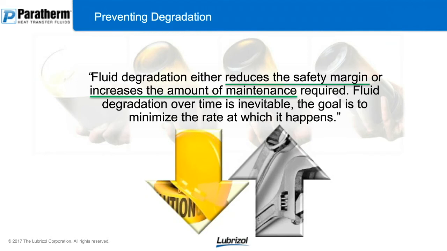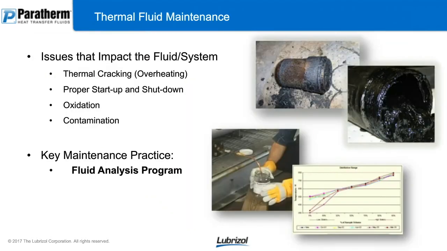So first and foremost, issues that impact fluid in the system. Thermal cracking, overheating the fluid. And that's going to be really determined by proper startup, shutdown, and operating conditions. Obviously, oxidation happens in the expansion tank where it thickens the fluid and creates a reaction, and contamination of the fluid. A key maintenance practice, we're going to focus on fluid analysis.